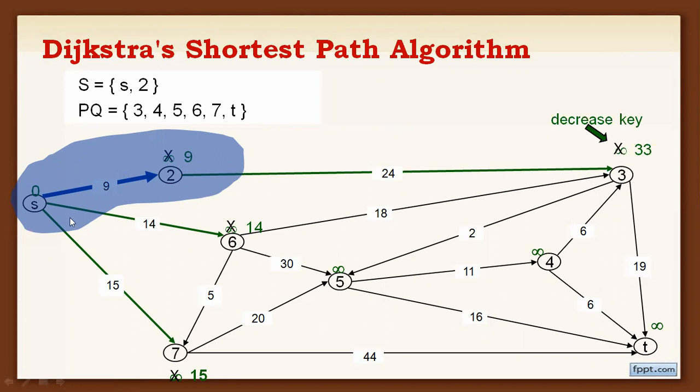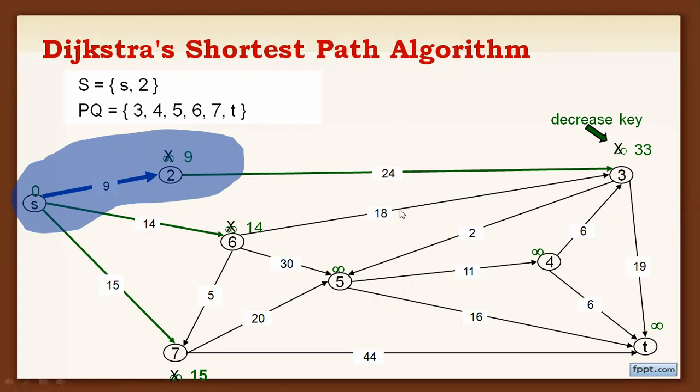Now find the shortest path from S to vertex 2, also visited now. Here vertex S is already visited and the minimum route from S to 2 is 9. So vertex 2 is also visited. So both vertex S and vertex 2 are visited. Now find the shortest route from vertex 2 to the other vertices.